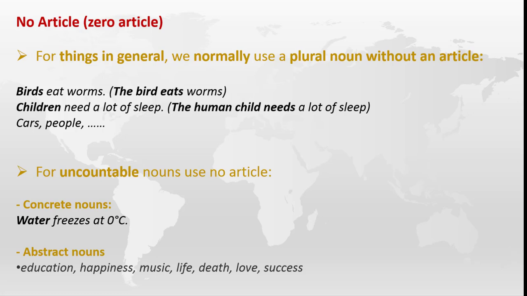But sometimes we are referring to abstract nouns. They are also uncountable, like education. We can't say educations or happinesses. It's an abstract noun. And the group of abstract nouns, which is a very, very big part of English words, are all uncountable. Music, life, death, love, success. We can't use any article before them because they are uncountable nouns.